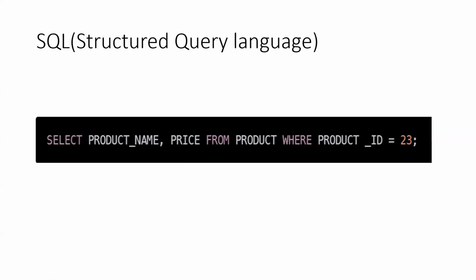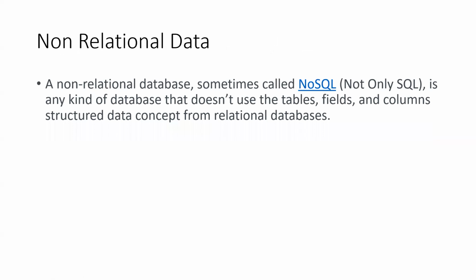Okay, now I'm just giving a brief introduction to non-relational databases and how they look. I have one example, NoSQL. This is one kind of non-relational database. NoSQL means not only SQL.